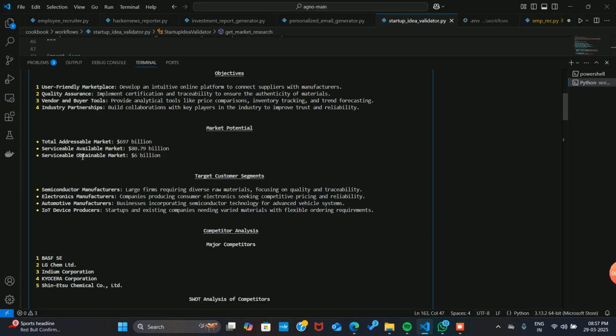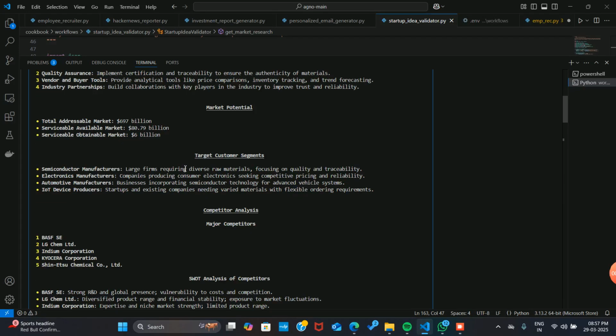All right. So coming to the SAM, which is serviceable available market, it is $80.79 billion, and SOM, that is serviceable obtainable market, is 6 billion. So the market potential is pretty huge. It's in billions. All right, so we looked at it here.